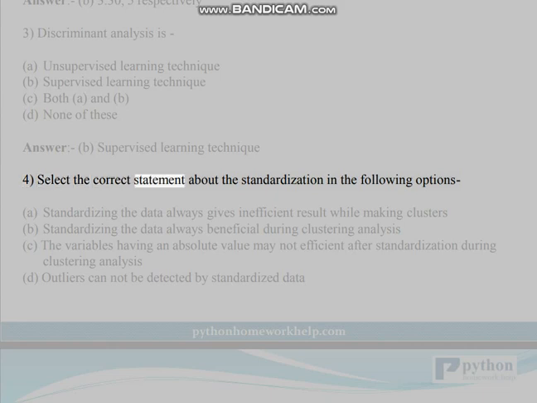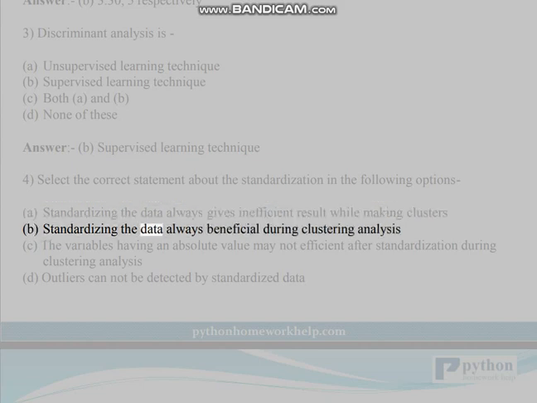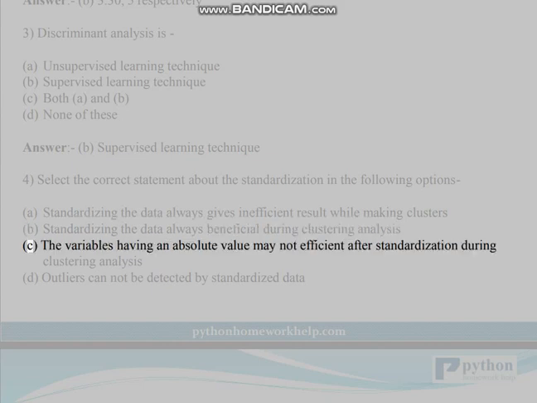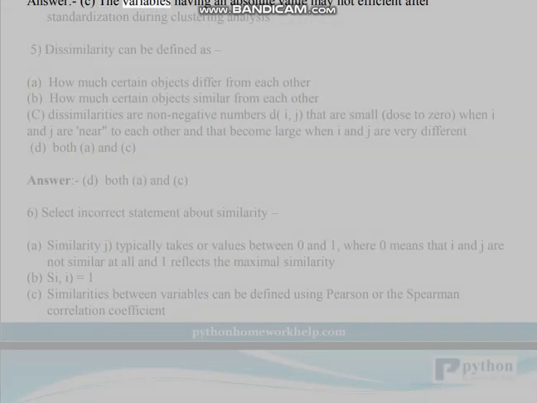4. Select the correct statement about standardization in the following options. A. Standardizing the data always gives inefficient results while making clusters. B. Standardizing the data is always beneficial during clustering analysis. C. The variables having an absolute value may not be efficient after standardization during clustering analysis. D. Outliers cannot be detected by standardized data. Answer: C. The variables having an absolute value may not be efficient after standardization during clustering analysis.